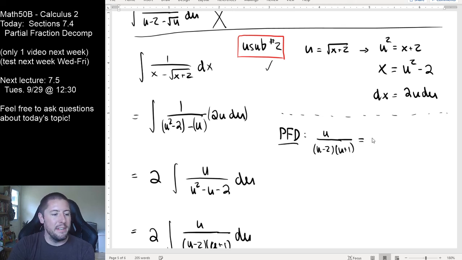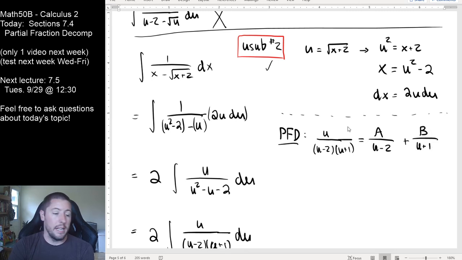Since we have individual denominators with the power of 1, right? We're in factored form. Each of the terms is linear, and they're only represented once each. We should still just get to do a constant of A and a constant of B for our 2 numerators, and this will go with our u minus 2 partial fraction. This will go with our u plus 1 partial fraction.